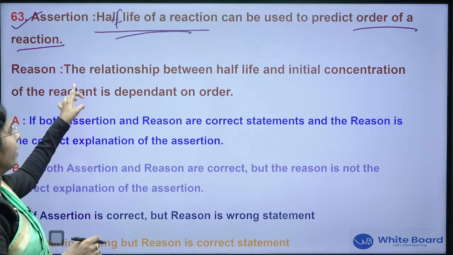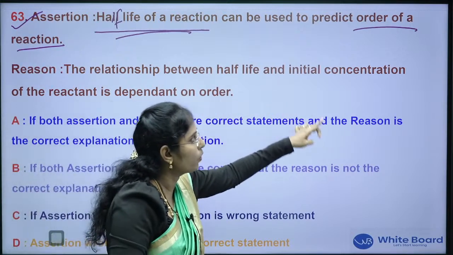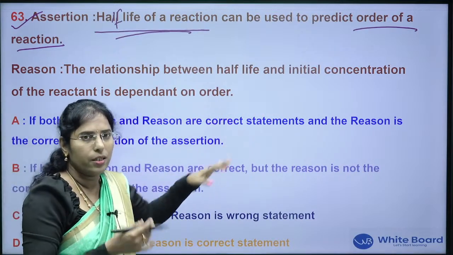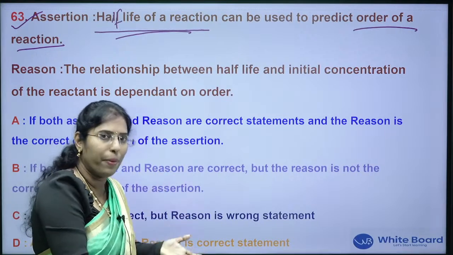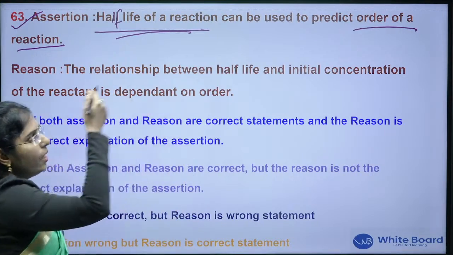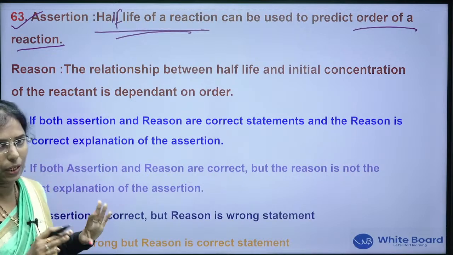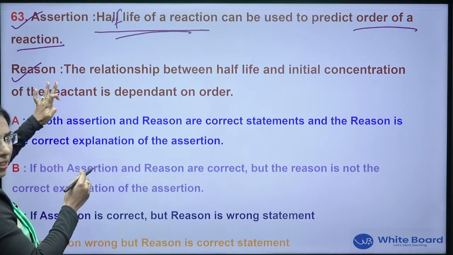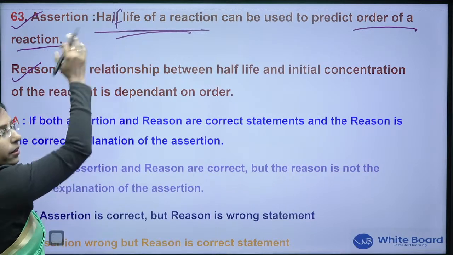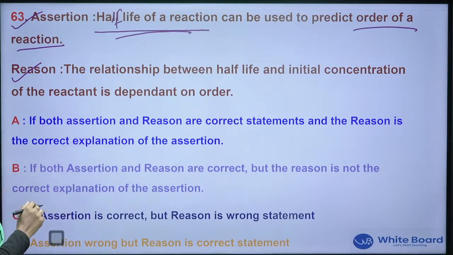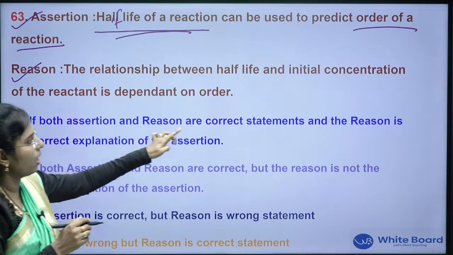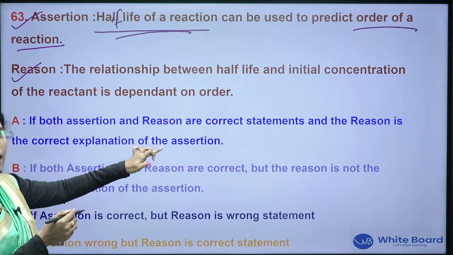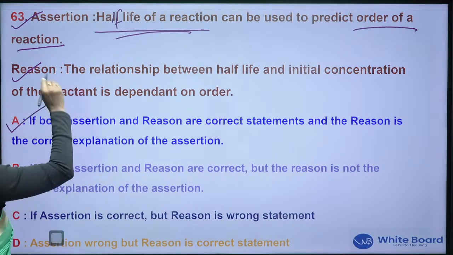And what is the reason? The relationship between half-life and the initial concentration of the reactant is dependent on the order. Yes, because it is dependent, we can easily determine the order of the reaction based upon the half-life. Both are correct, and this is the correct reason for that assertion. So what are the options here? If both assertion and reason are correct statements, and the reason is the correct explanation of the assertion, yes, the first option is the correct one.